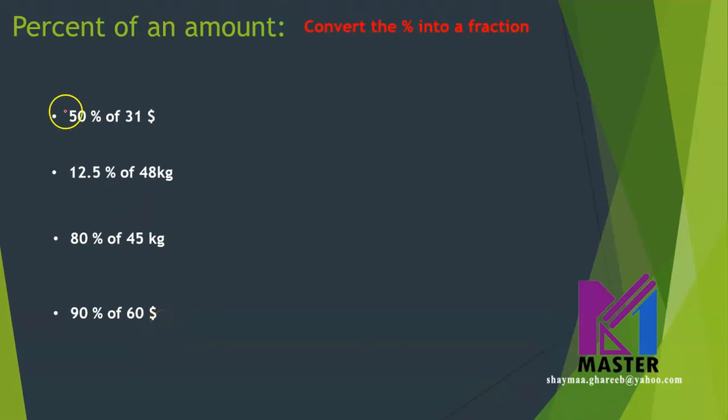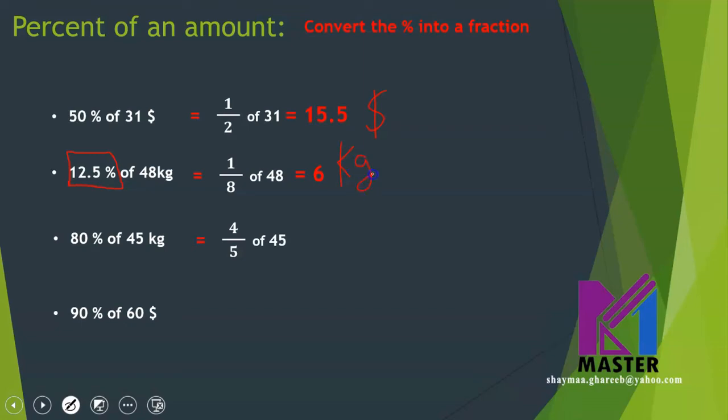Let's start the first one. 50% means half. So half 31 equals, yes, 15.5. Don't forget the unit, dollars. And 12.5%, we said before 12.5 is, what fraction, 1/8. So I need to calculate 1/8 of 48 kilograms. 48 divided by 8 equals, yes, 6. And don't forget the unit, kilogram.